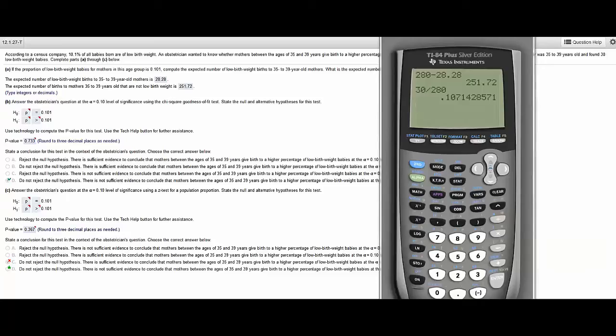Okay, so I'm going to go back to stat and go over to test, and I'm going to go to 1 prop z. Okay, and then I'm going to type in I expect to see 0.101. I observed 30 out of the 280, and it's greater than. And then I'll just calculate that.